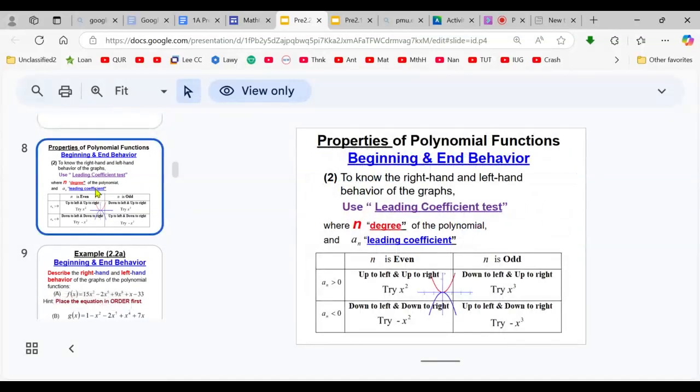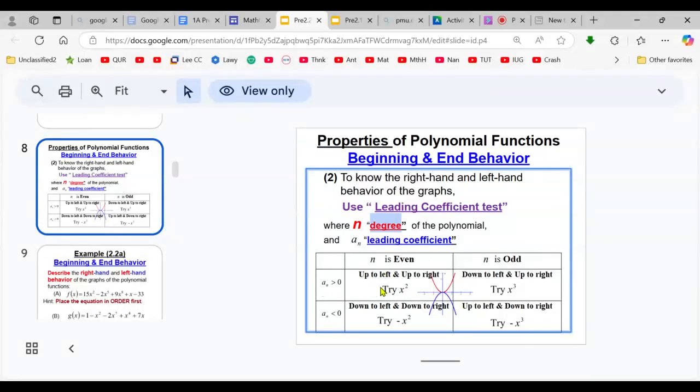Now, properties of polynomial functions: beginning and end behavior. It will come in the final exam. To know the right-hand and left-hand behavior of the graph, use the leading coefficient test. n is the degree of the polynomial, and a_n is the leading coefficient.